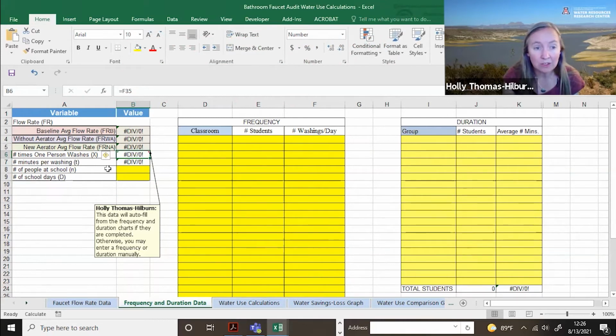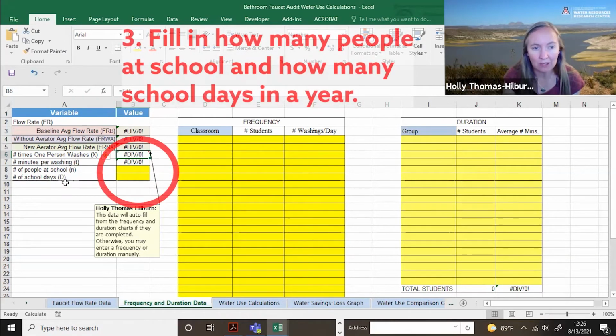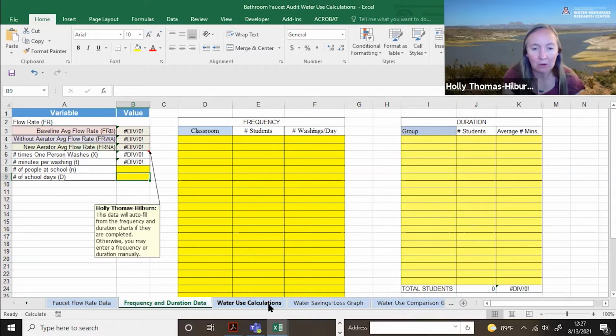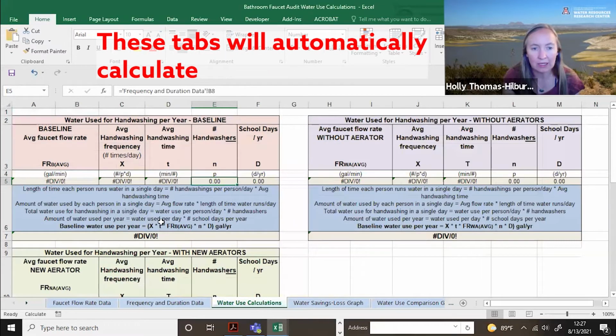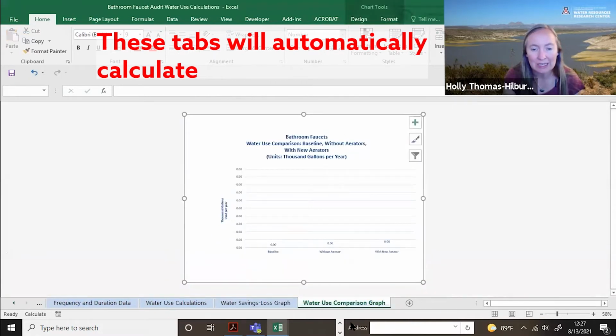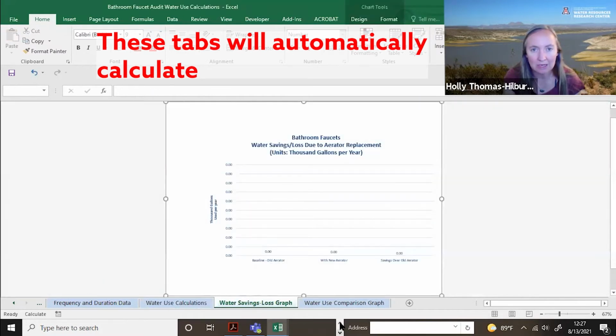And then once you have entered that data, there's two more yellow boxes you need to fill in. One is the number of people in your school, assuming all people wash hands, not just students, and the number of school days that you are at school. We only want to count water savings and how much we're washing our hands when we're actually on campus. And then the rest of the data sheet will auto calculate. So it's going to go through and give you the calculations for how much water you've saved and construct graphs so you guys can see what you've saved and then make that into something that makes sense for your students and they can see it visually.